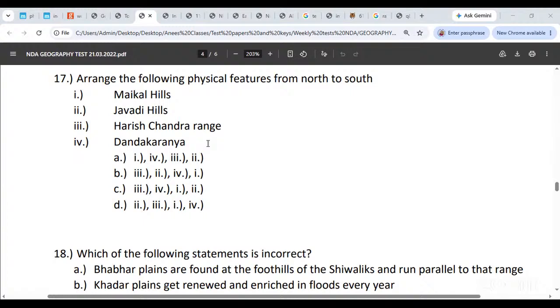Harishchandra will come a bit lower, right? We are saying Michael, Javdi. Javdi is clearly towards the end. That will be the southernmost thing. So two should be the last one, and you should ideally start with Michael. You're saying Michael, Dandakaranya, then Harishchandra, then Javdi.